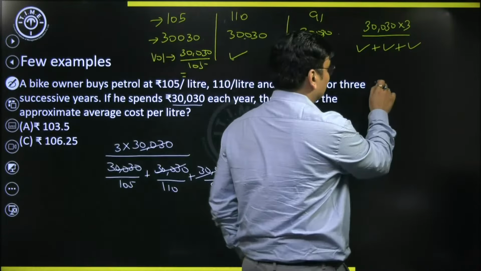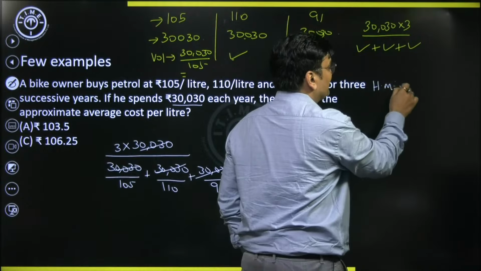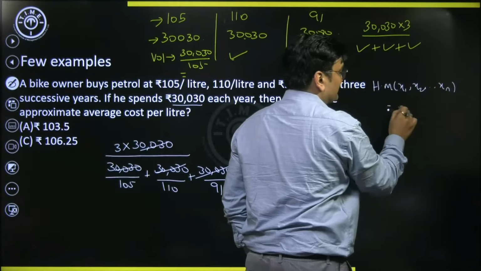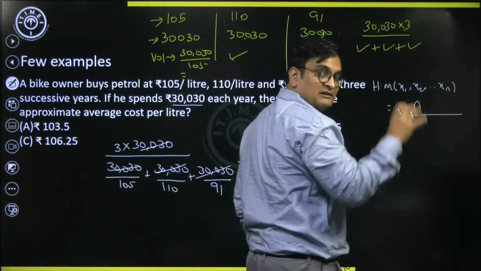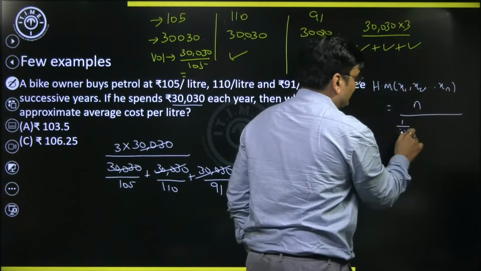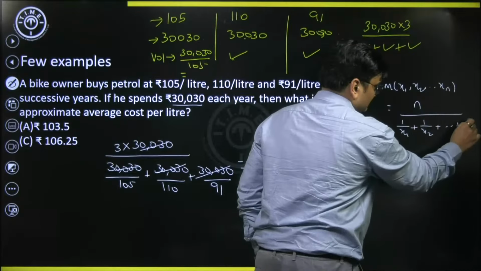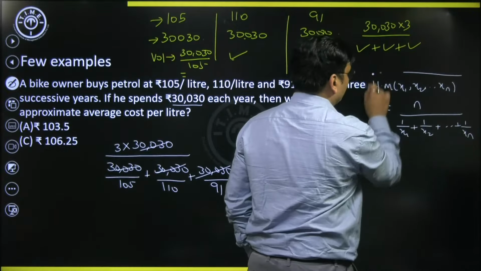I'll share the formula so that all of us are aware. Harmonic mean of n numbers is given as n by the sum of the reciprocals of all the terms, 1/x1 and so on. This is how you calculate the harmonic mean.